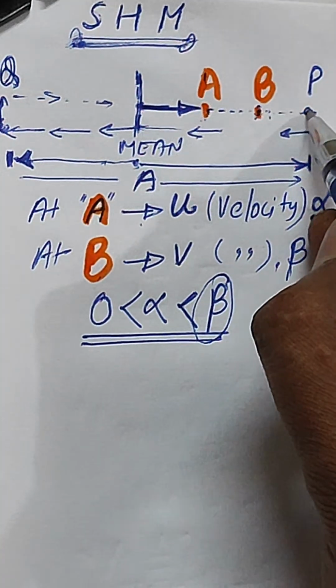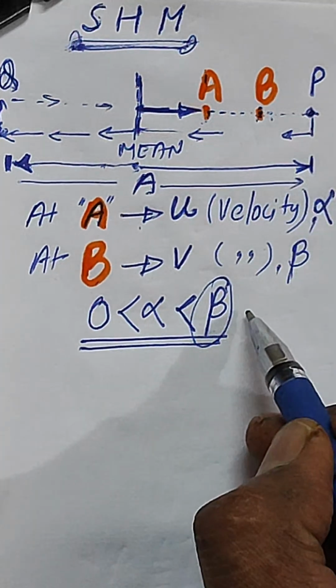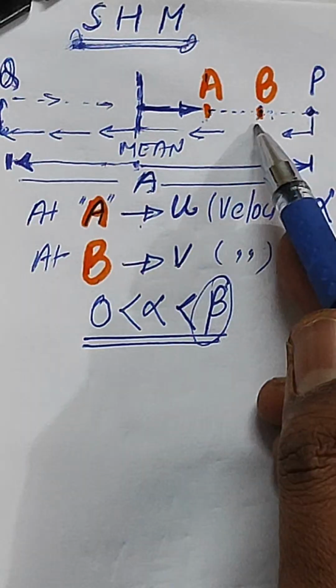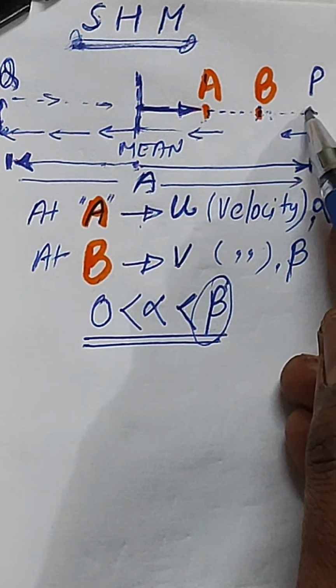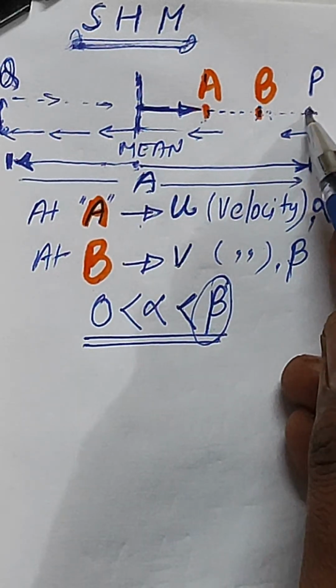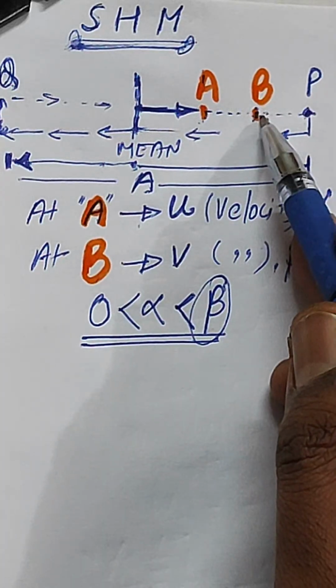Because suppose you are stretching a spring till A, till B, till the maximum point P. Then at point P, if you consider the acceleration to be gamma, then definitely gamma will be greater than beta, which will be greater than alpha. Because the restoring force over here will be the maximum, and this one will be smaller than that.